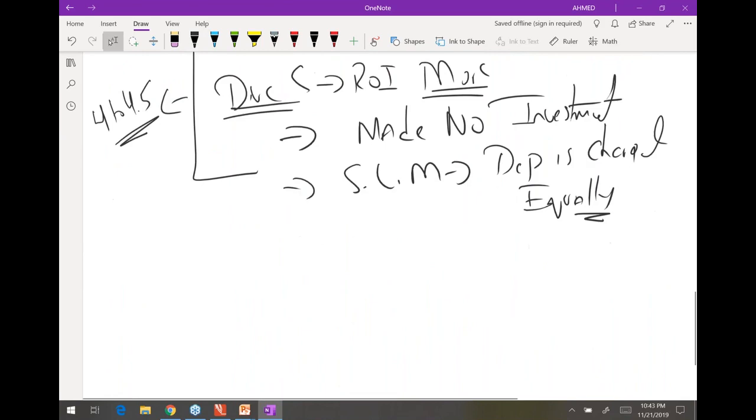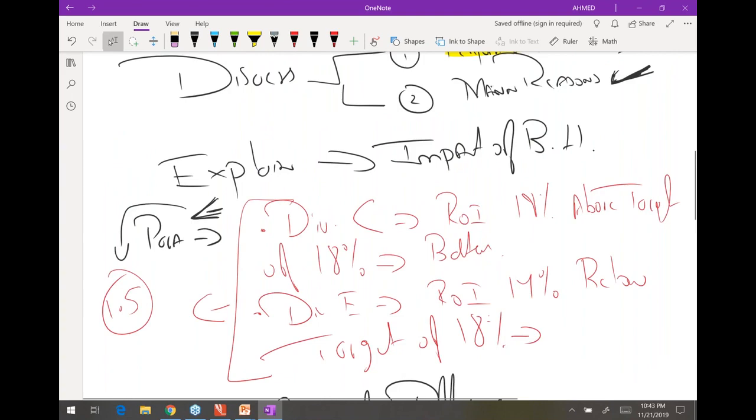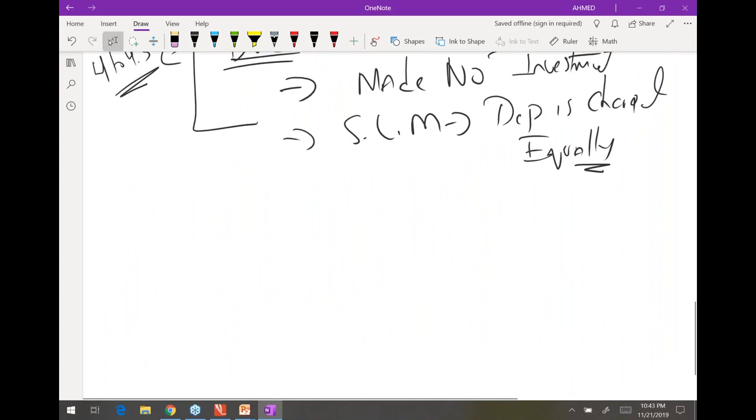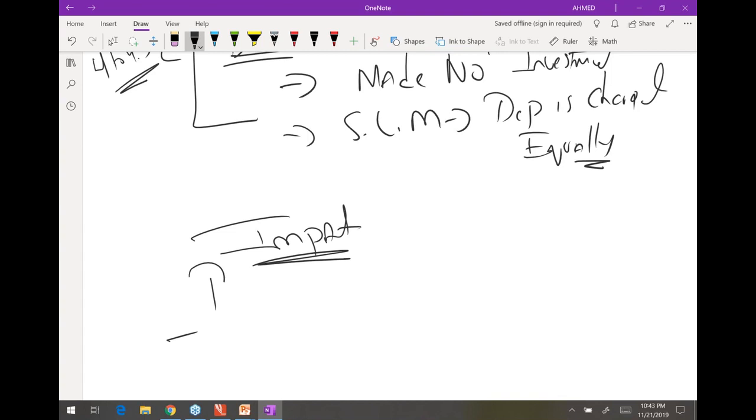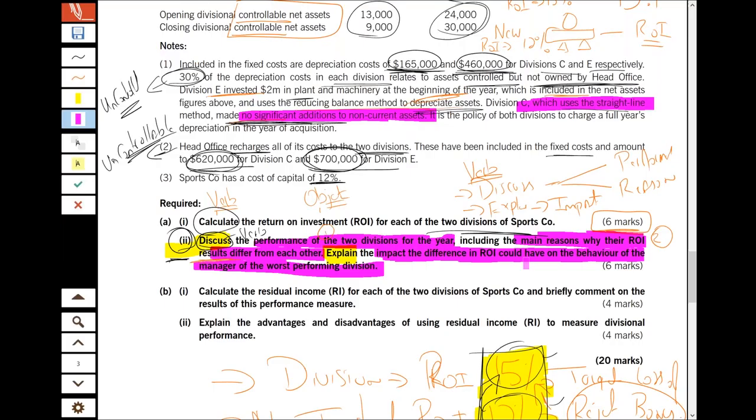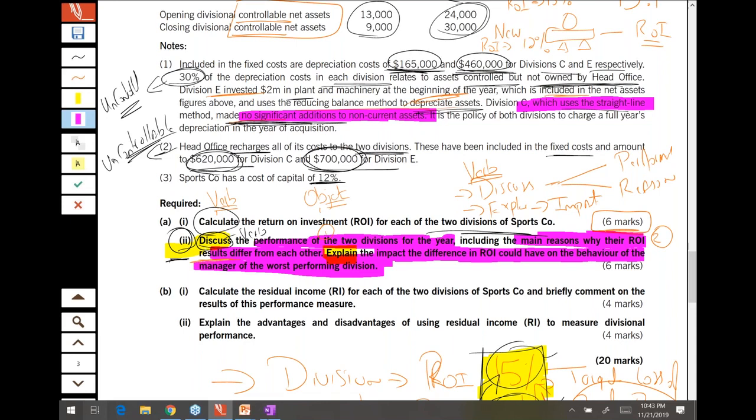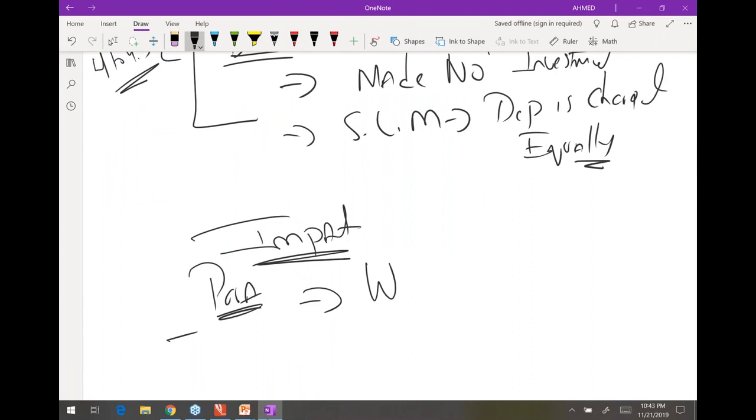Third, impact on the behavior. I'm just writing headings for your ease, okay? Third paragraph, impact on the behavior. Let's see, the impact the difference in ROI could have on the behavior of the manager of the worst performing division. Now, which division is worst performing? The worst performing division is division E.